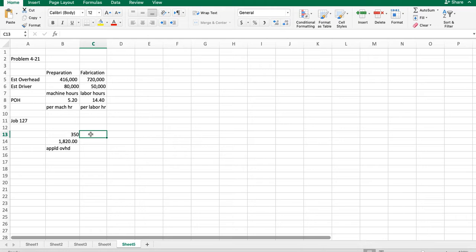and this is our applied overhead for the preparation department. And then we look to see what our direct labor hours were with that job card, and it was 130. And we know for every direct labor hour, we apply $14.40 of overhead. So that's the applied overhead in the fabrication department. So those two added together give us the applied overhead.